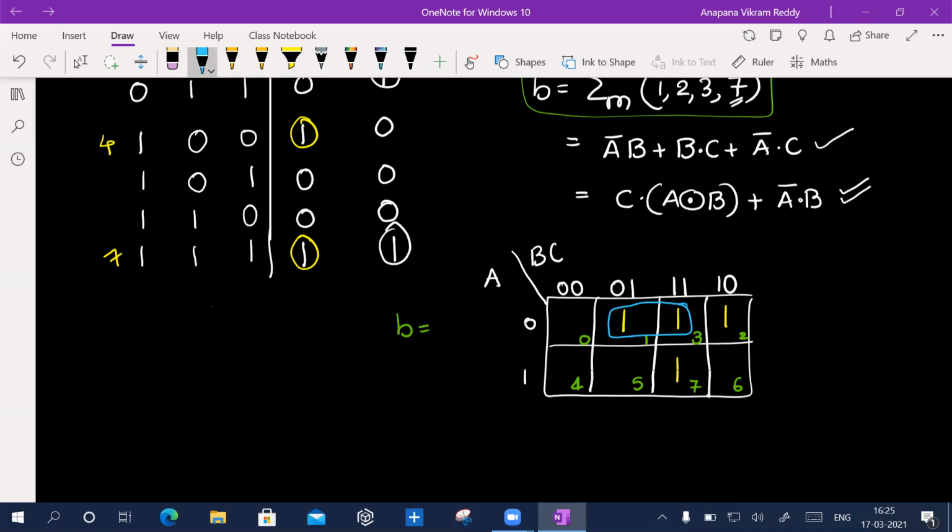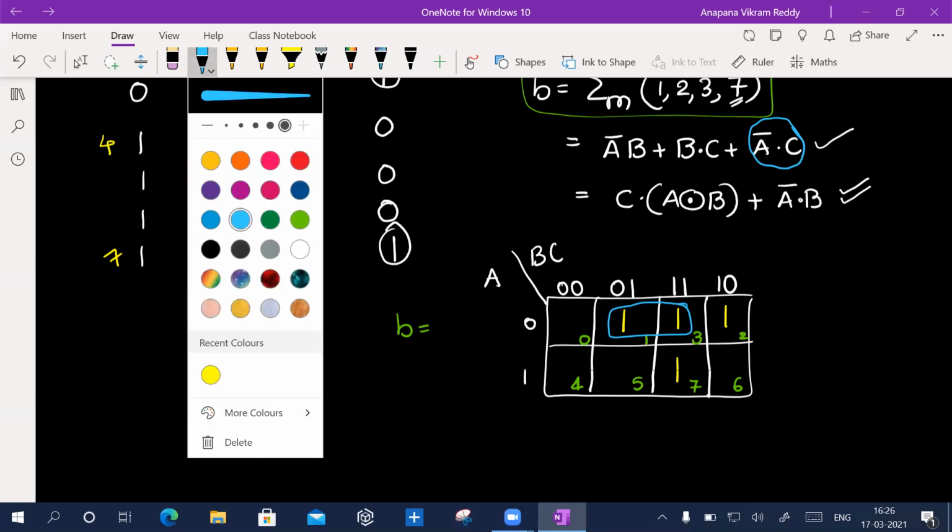What is this? A complement and C. Yes, A bar B C. A complement and C. So we are done with that. Now I'll take one more.